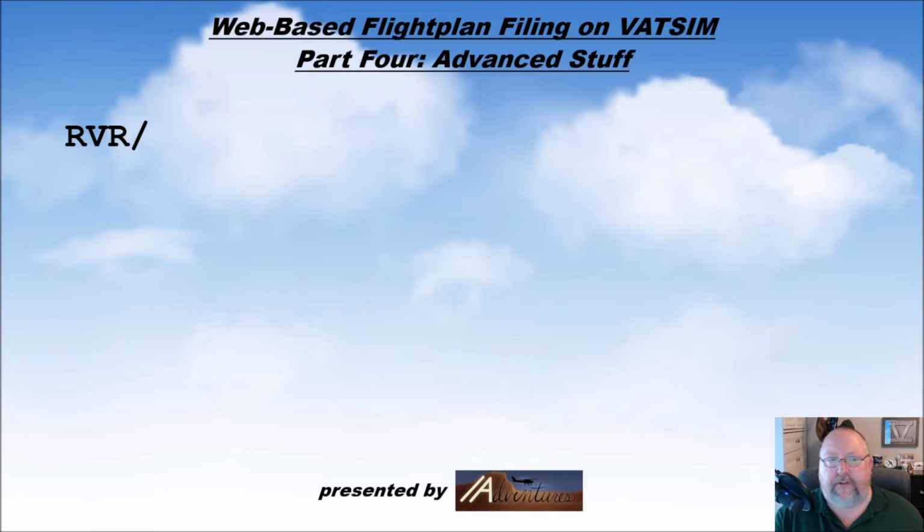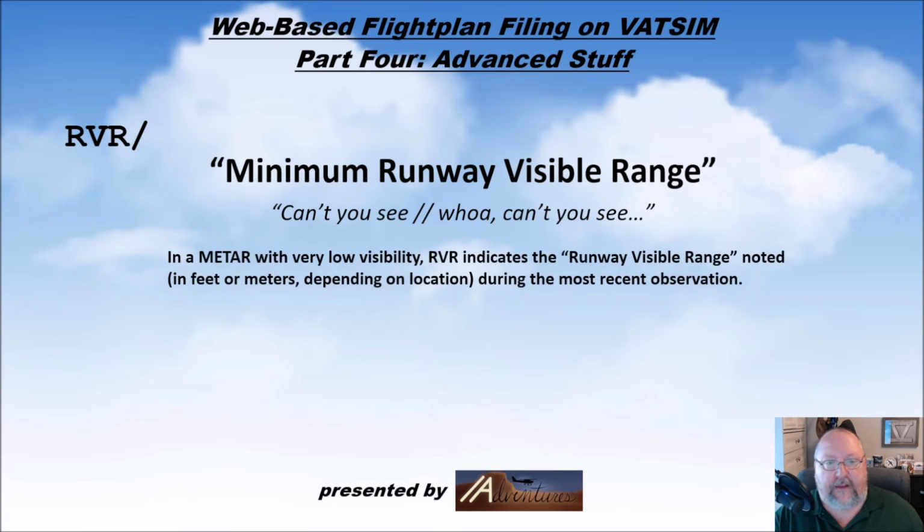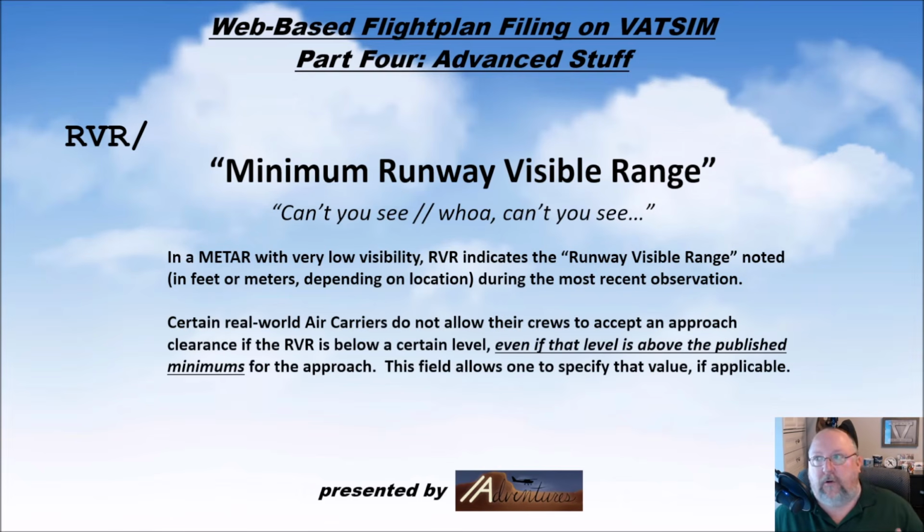RVR, this is an interesting one. This stands for Runway Visual Range, and it's the same RVR that would appear in a METAR in case there's very low visibility, and then there's an RVR value that indicates exactly how many feet down the runway were observable during the most recent METAR observation. It might be in feet, might be in meters, depending on the location. Now, certain real-world companies don't allow their crews to accept an approach clearance if the RVR is below a certain level, even if it's above the minimums.